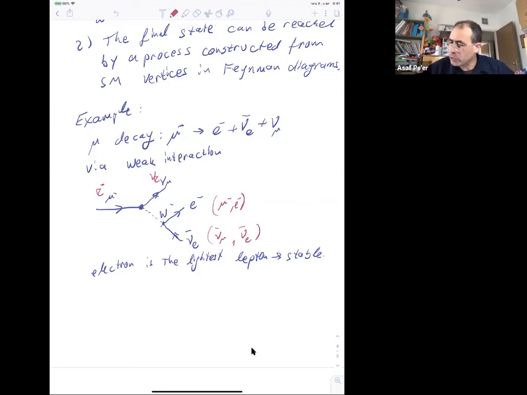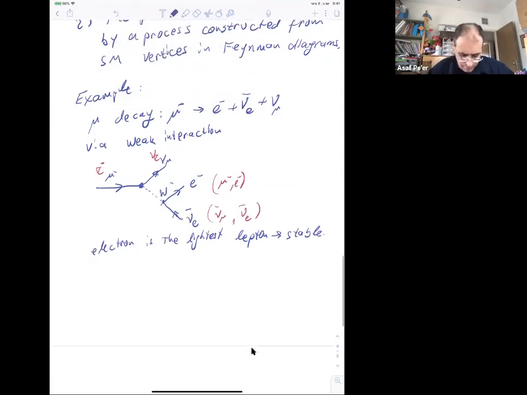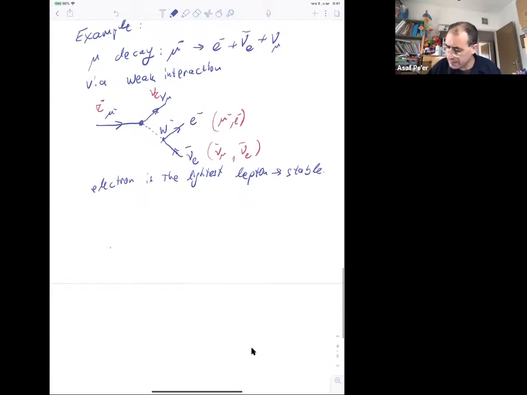Now we can say the same about quarks, right? So rather than muon or tau, I could write down exactly the same Feynman diagram for the decay of a quark, right? Down, up, W boson, and then electron and anti-neutrino electron, right?